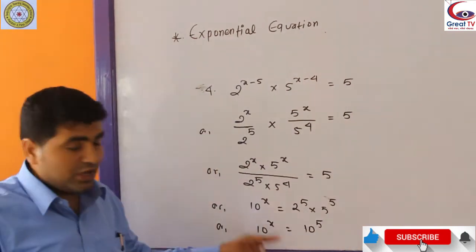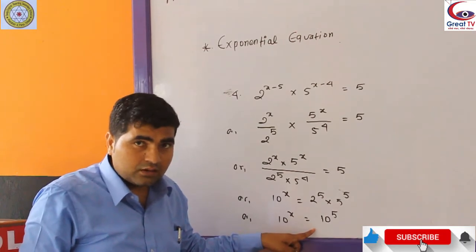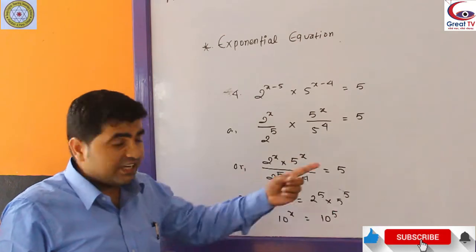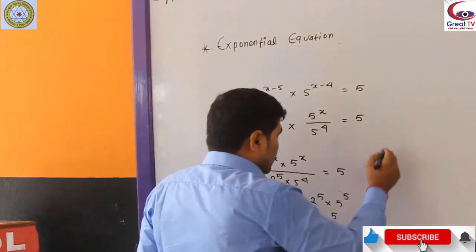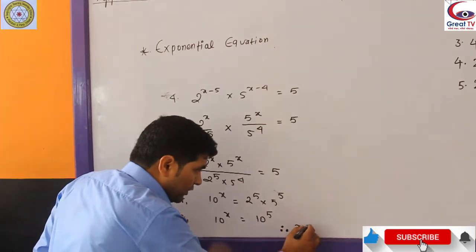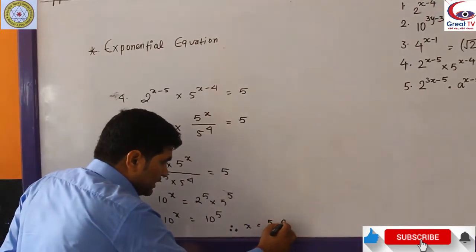Now look, we can use the axiom of exponential equations. This equation is an exponential equation. Now we can compare with that axiom. Therefore the value of x equals 5. This is the solution.